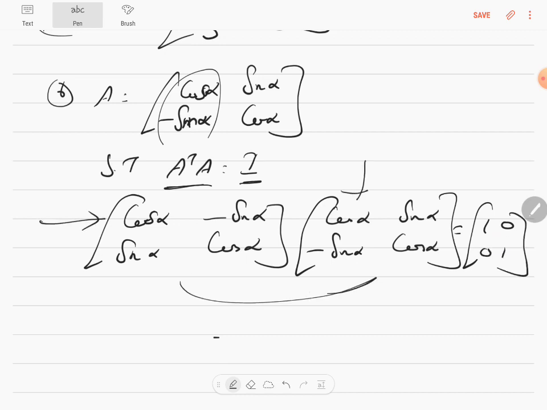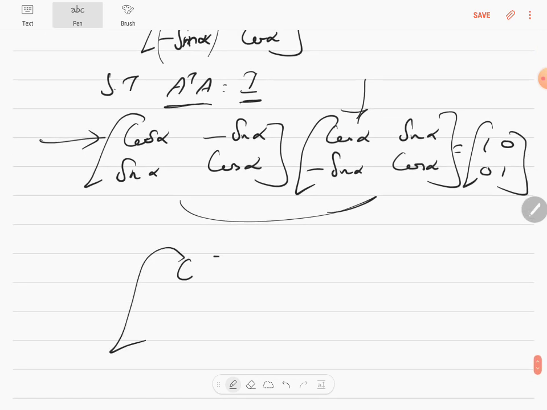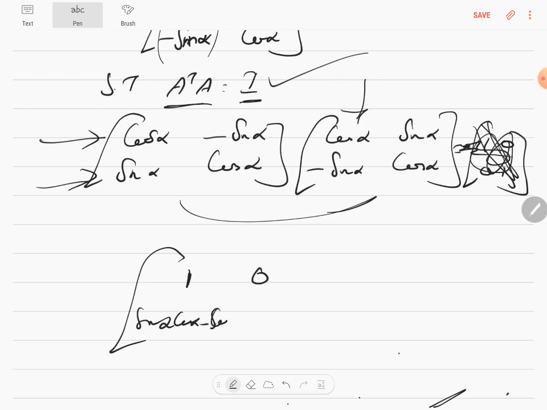First row, first column is your first element. So it's cos square alpha plus sin square alpha, which I can write as just 1. First row, second column: cos alpha sin alpha minus sin alpha cos alpha, which gets cancelled and becomes 0. To show this, I should not equate it to 1, 0, 0 beforehand, because you have to show that it's equal to it. Second row, first column: again, sin alpha cos alpha minus cos alpha sin alpha, which cancels and becomes 0. And next is second row, second column: sin square alpha plus cos square alpha, which is 1.